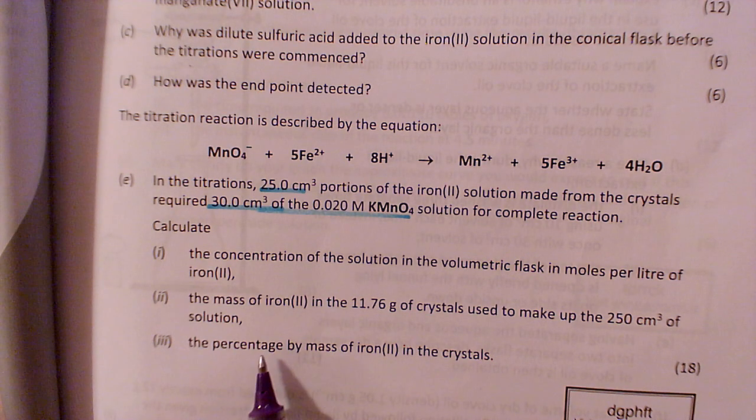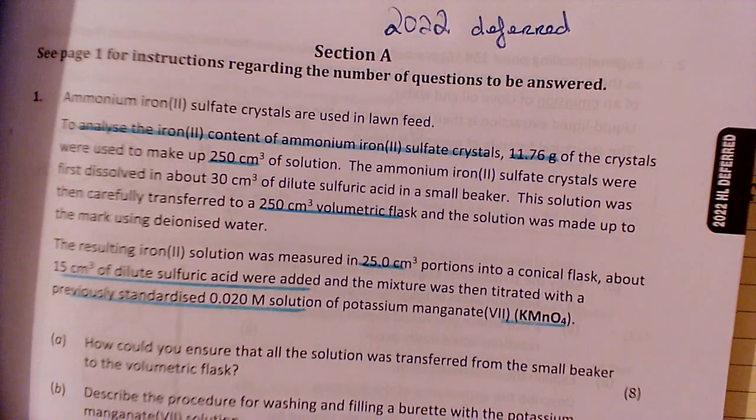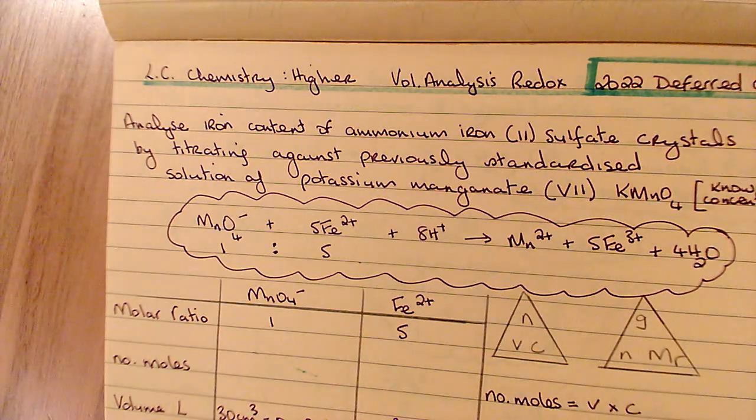And then finally in part 3 we're asked to work out the percentage by mass of iron 2 in the crystals. Notice that I've underlined all the important bits of information in the question that we're going to need to answer E parts 1, 2 and 3.